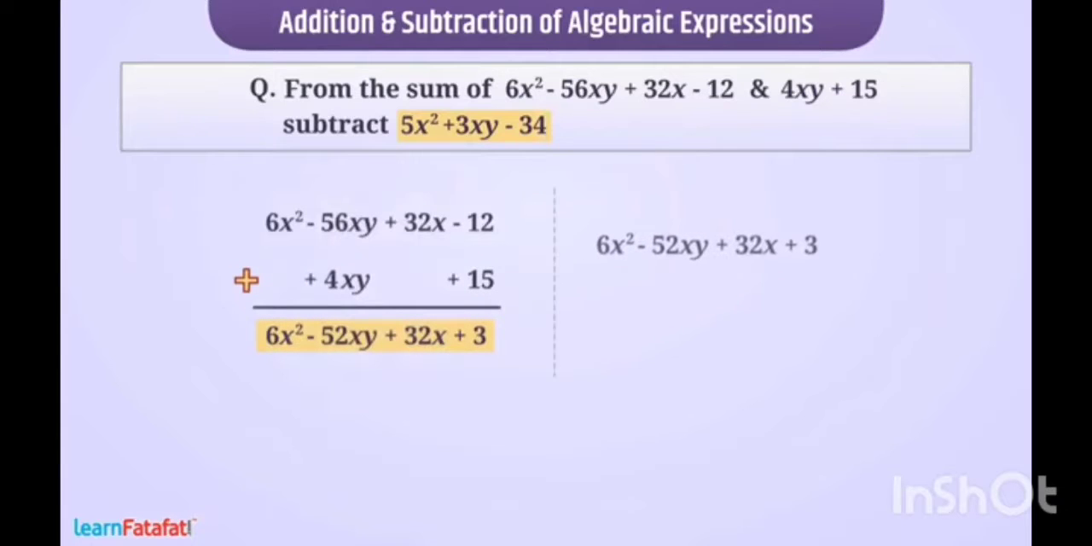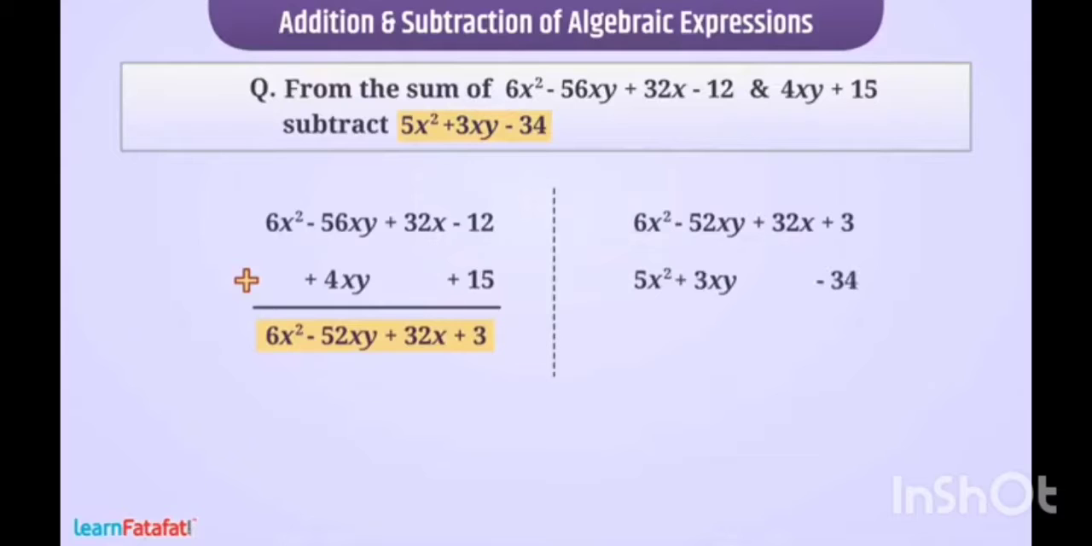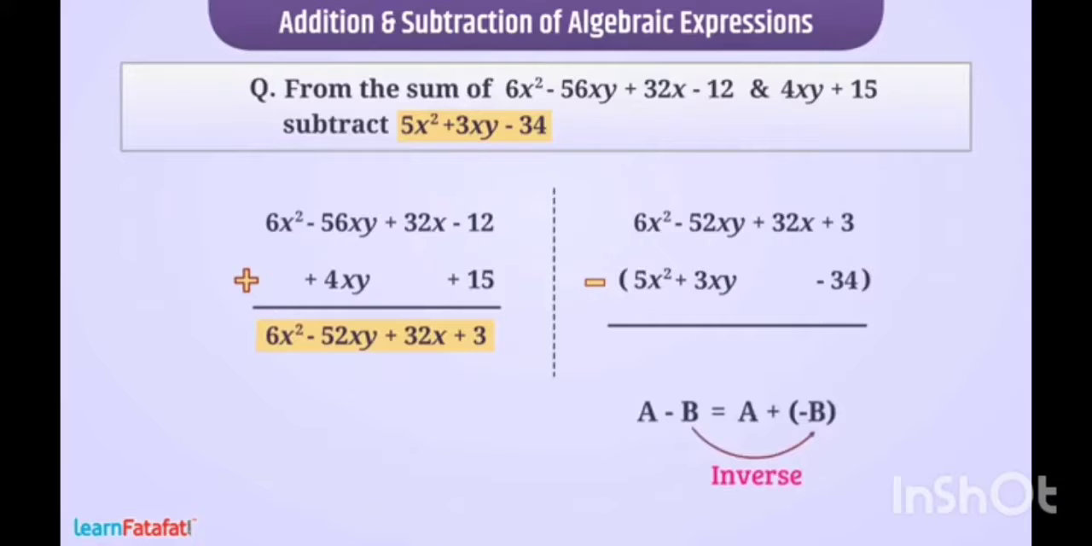First, we will write the expression from which the other expression is to be subtracted. Then, we will write the other expression below it such that the like terms will be exactly below the like terms. Note that subtracting a term is same as adding its inverse. So here, subtracting 5x square is same as adding minus 5x square. Similarly, subtracting 3xy is same as adding minus 3xy and subtracting minus 34 is same as adding 34.